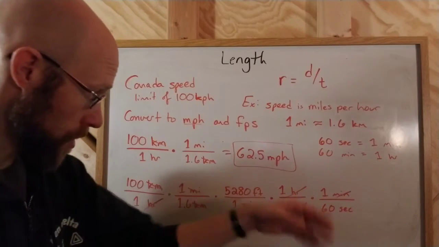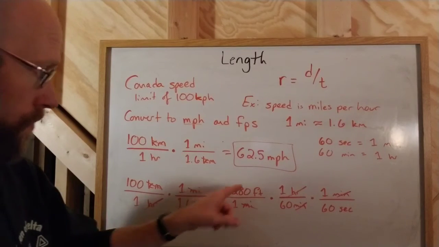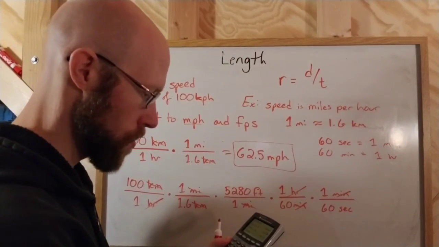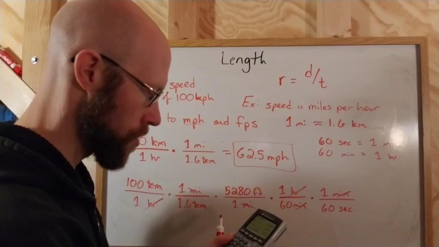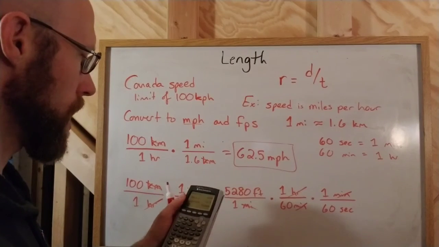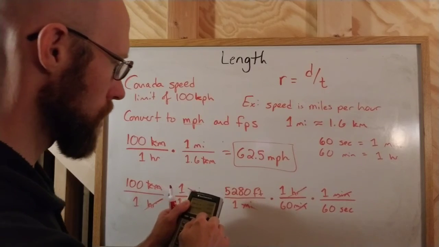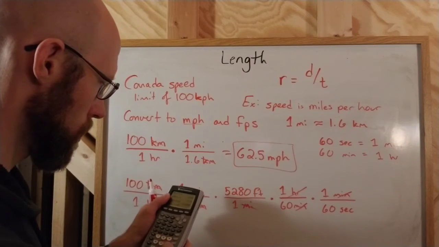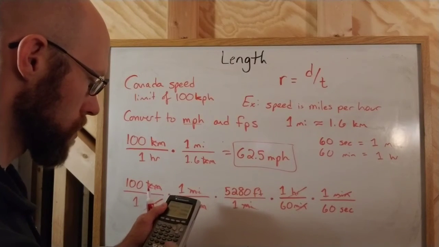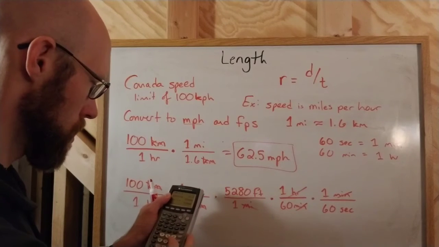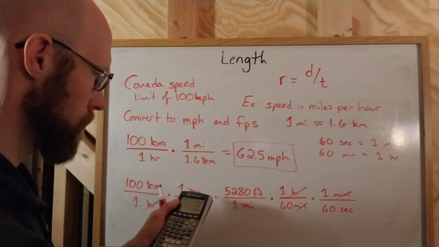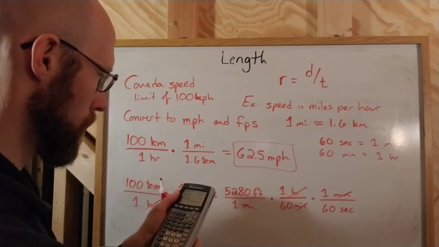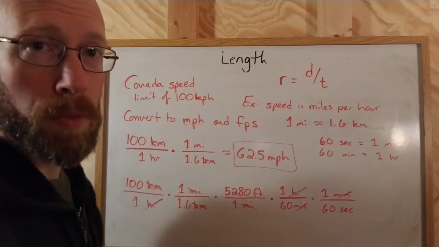Okay, and so now I've got to put all this into my calculator. So I want 100 times 5280, and I'm just going to do this in stages. 100 times 5280. There are other ways to punch all this in at one time. That's 528,000. Then I'm going to divide everything on the bottom. So I divide by 1.6, hit enter. That's 330,000. Then divide by 60, and that's 5,500. And then divide by another 60, and that is 91.6 repeated.